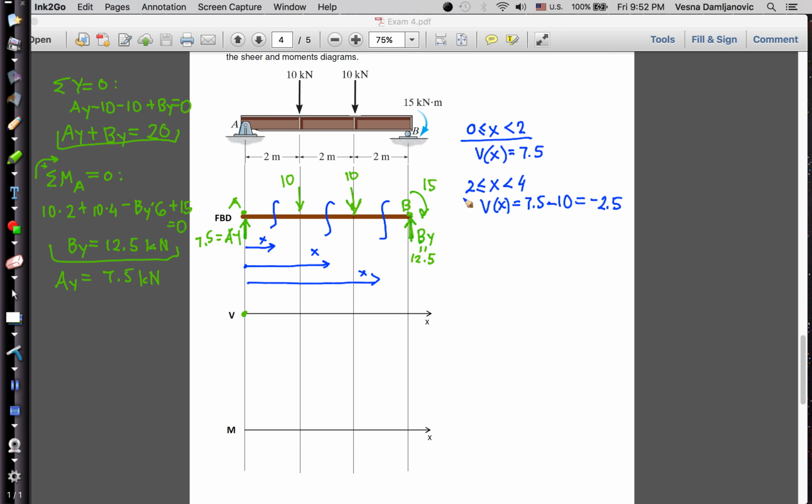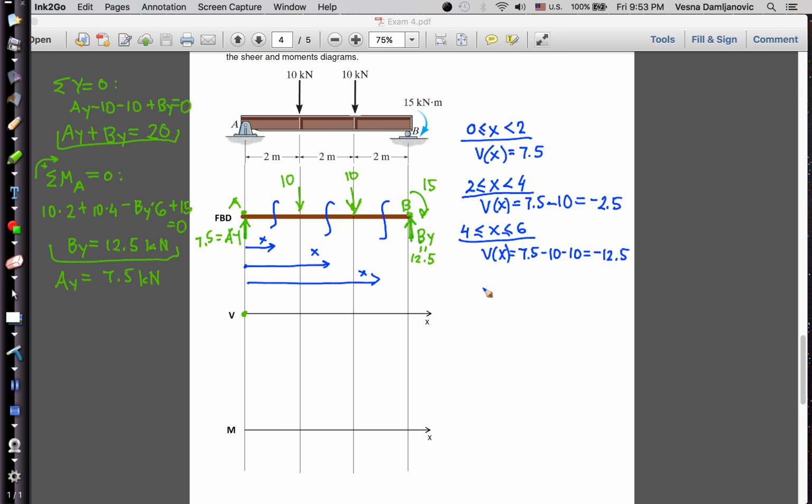And lastly, we have the section from 4, and this time I can write both because we go all the way to the end. V of x is equal to, again, 7.5 minus 10 minus 10. And that comes to be minus 12.5. And that's exactly equal to this By. So we are in good shape.